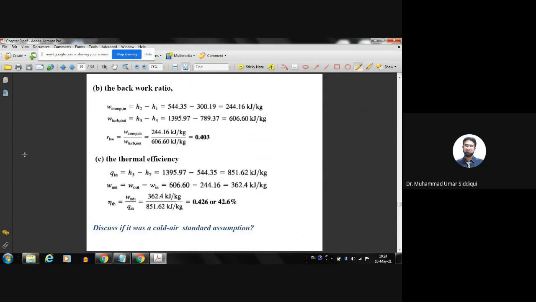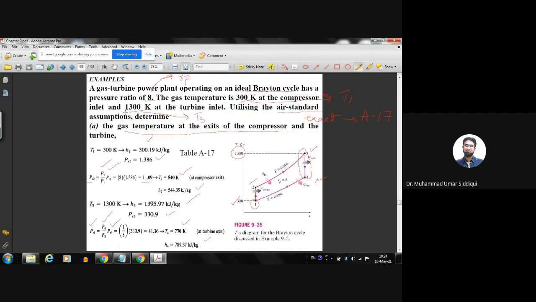Okay. Now let's talk about part B. Part B says to determine the back work ratio. The back work ratio is the work of the compressor divided by the work of the turbine. We have a compressor between 1 and 2, so the work of the compressor will be H2 minus H1, and the work of the turbine will be H3 minus H4.